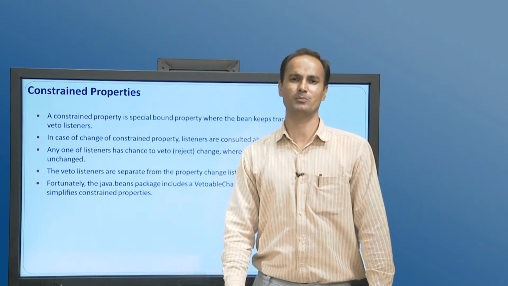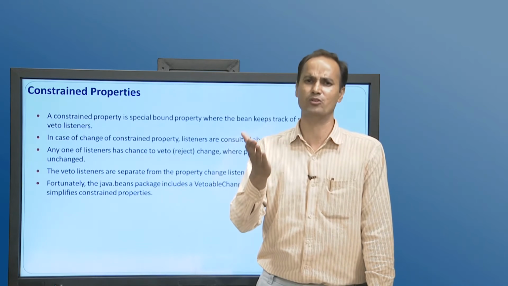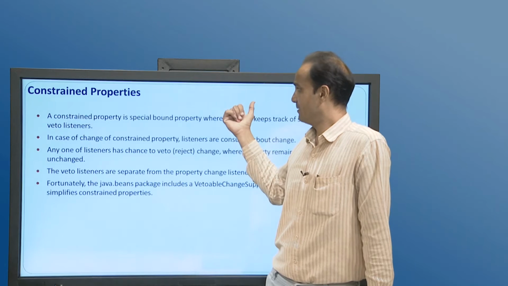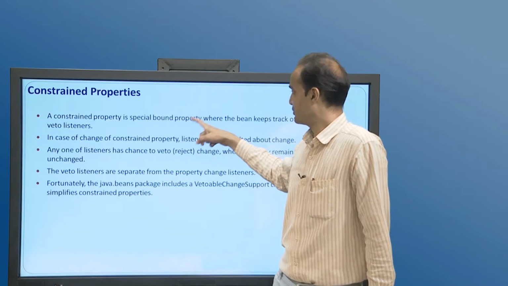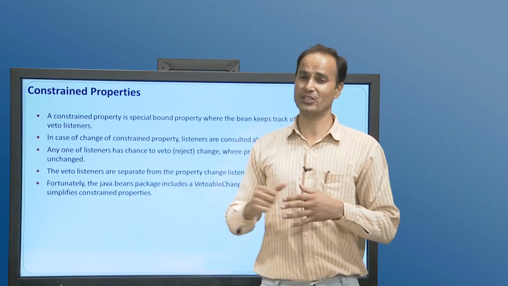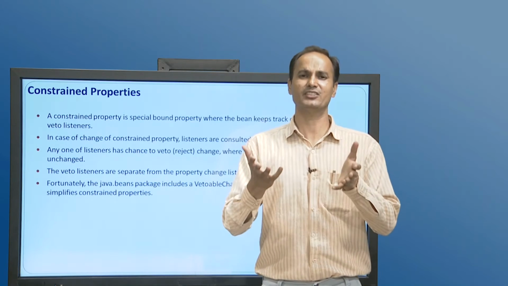This is also a most important property, and it has a relation with bound properties, but there is a difference between bound properties and constraint properties. The difference is that a constraint property is a special bound property where the bean keeps track of a set of veto listeners. Here the veto listeners come into the picture, the vetoable change listener. So, in case of a change of a constraint property, listeners are consulted about the change. In simple words, a constraint property is all about approval and rejection, a validation kind of thing.